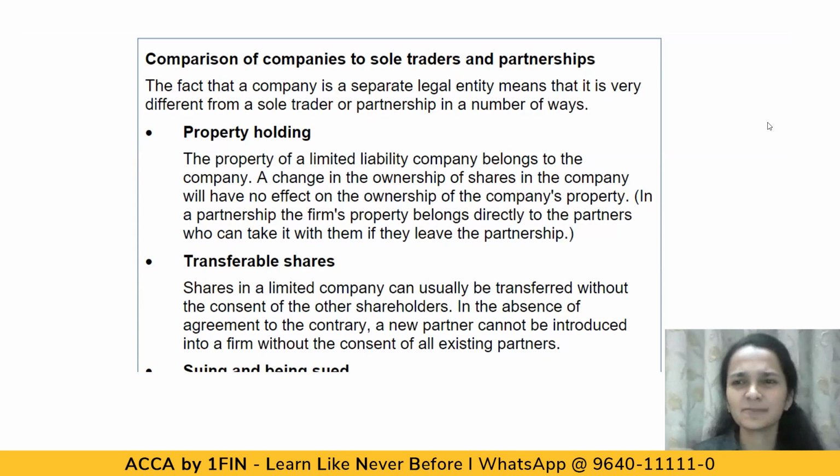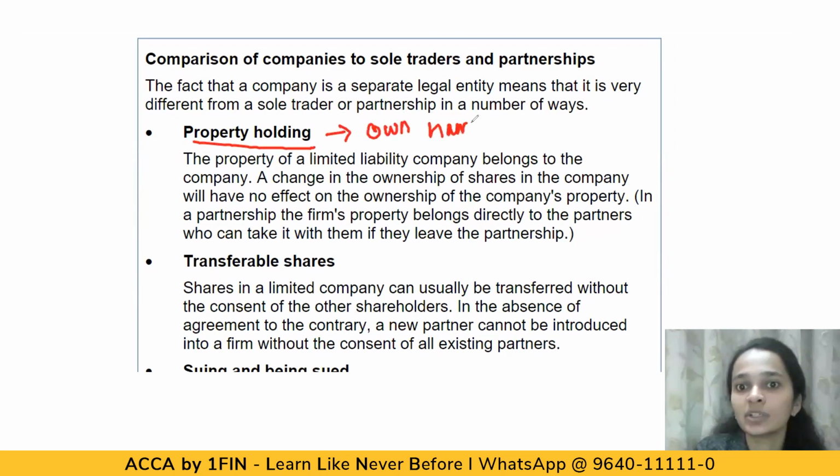So company, the first and foremost comparison between all these forms of organization is that a company enjoys a separate legal entity. However, sole traders and partnerships, these forms of business, do not enjoy any separate legal entity. They are not different from the owner. Now, when we say that a company enjoys separate legal entity, a company is capable of holding property in its own name. So, since a company is a separate person, a company can hold a property in its own name. However, that is not possible in case of a sole trader or a partnership form of business.